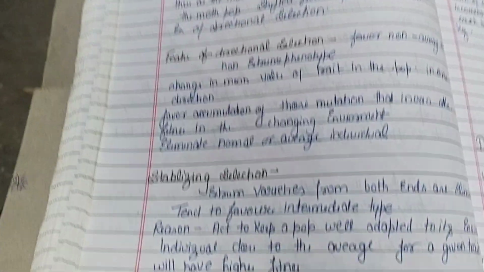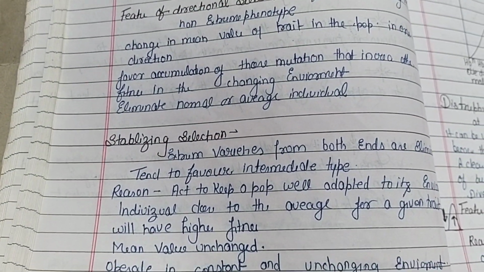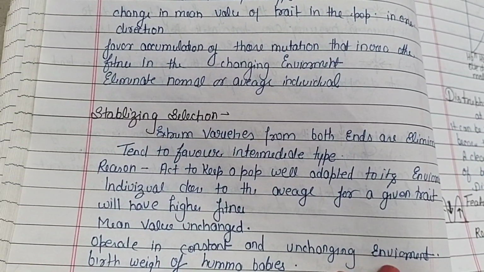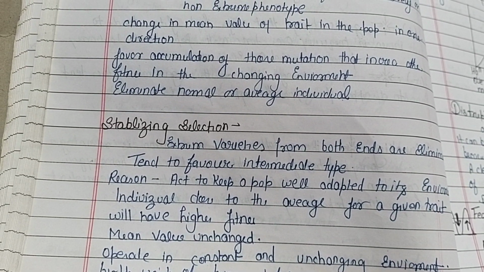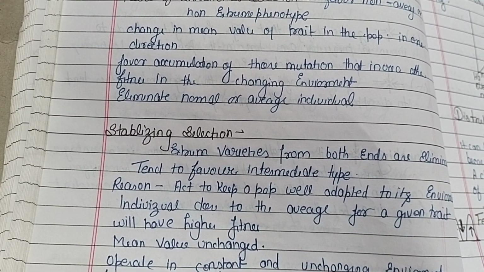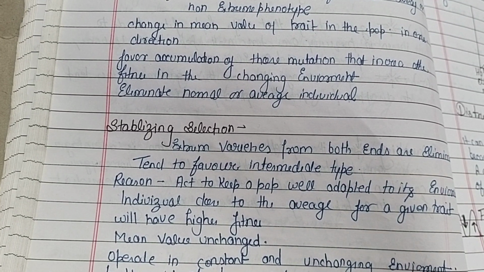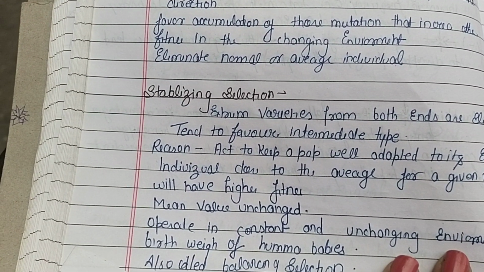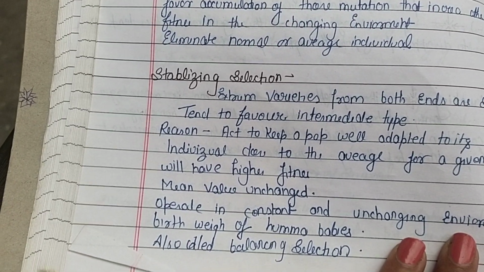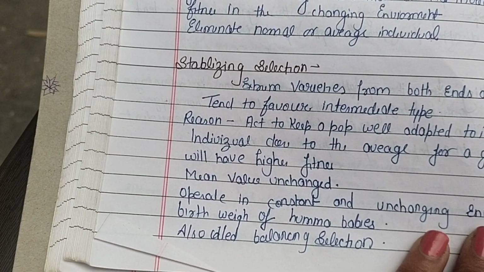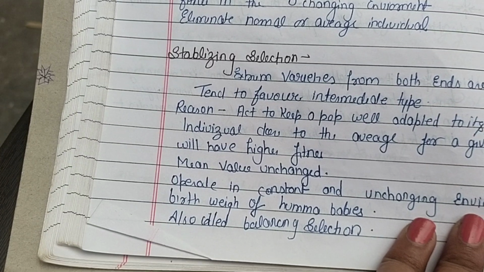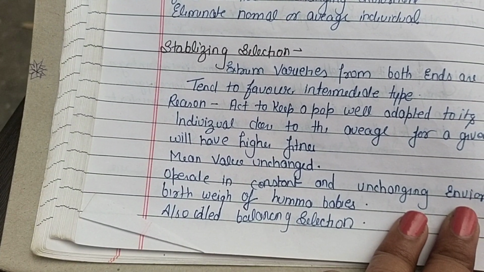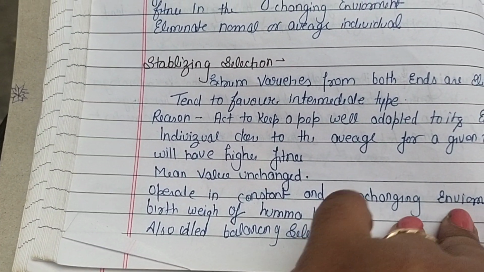Now we talk about stabilizing selection. Extremes from both ends are eliminated, and it tends to favor the intermediate type. It acts to keep a population well adapted to its environment. Individuals close to the average for a given trait will have higher fitness. The mean value is unchanged, it means its mean value is constant, and does not change according to habitat. It operates in a constant environment and under a changing environment. Birth weight of human babies is an example, also called balancing selection.